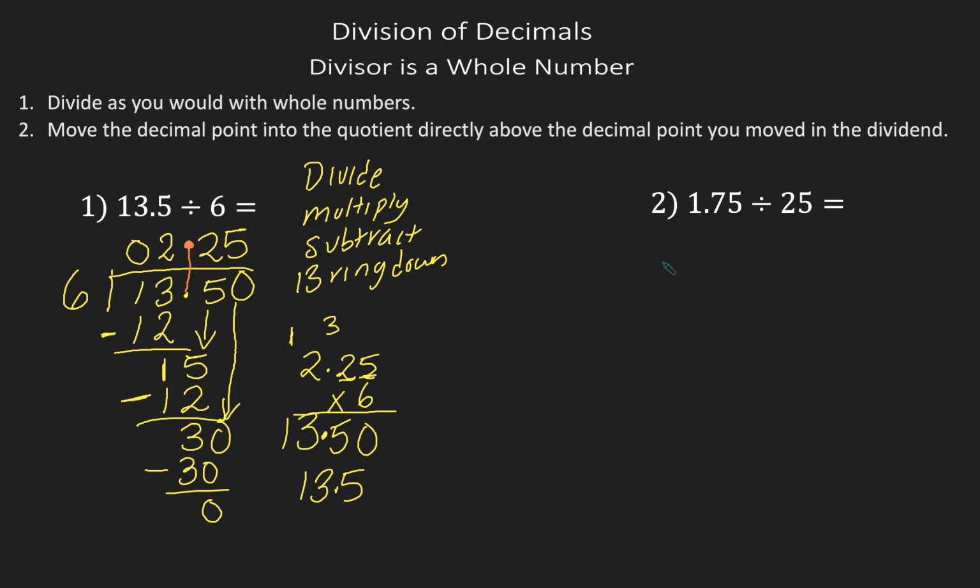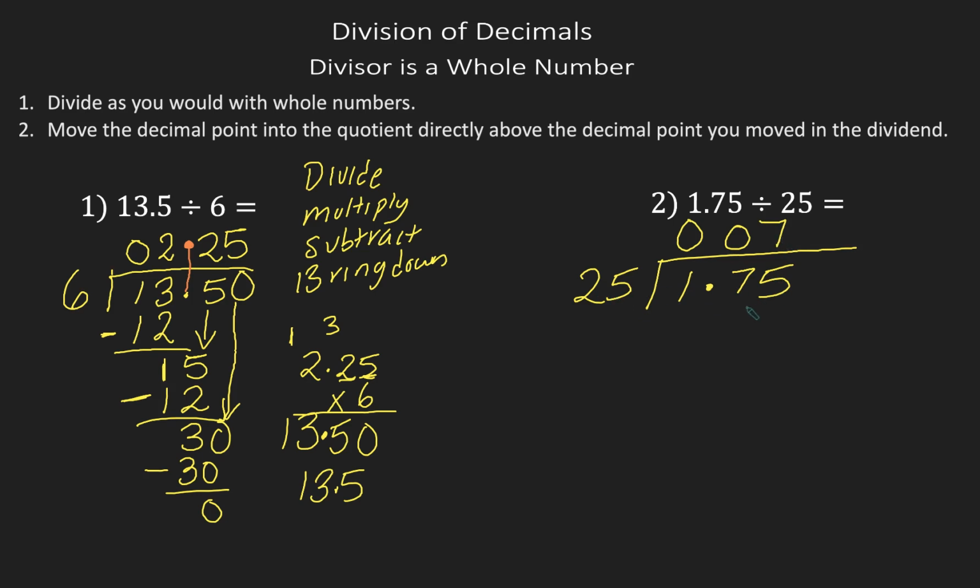Okay, let's try this again. So I have 25, and I'm dividing 1.75. So I'm going to divide as if these were whole numbers. I know 25 is not going to divide the 1. So that's going to be 0. I'm going to merge the 1 and the 7. Now I have 17. 25 goes into 17 0 times. Now I want to merge the 1, the 7, and the 5. And I have 175. And 25 goes into 175 7 times.